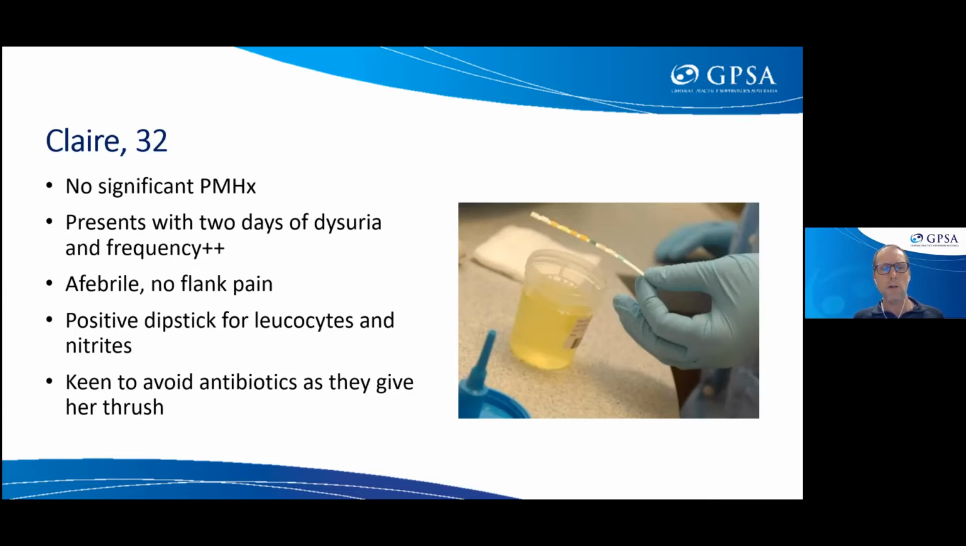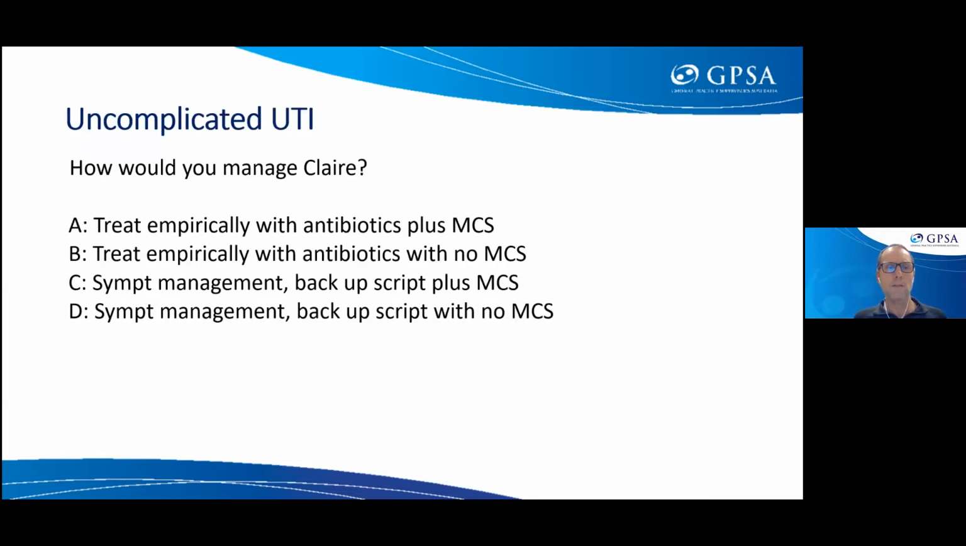So we'll launch our first poll for tonight, if that's okay. We're trying to make this interactive. So how would you manage Claire? Treating empirically plus sending off a culture; treating empirically but ignoring the fact we don't need to culture her; symptomatic management and a backup script with a culture; or a symptomatic backup script and not worrying about a culture. So the results are coming through. Oh, they're about equal there, treating empirically with antibiotics and a culture, or symptomatic management with a backup script, about neck and neck. And so what's your take on that, Josh, those poll results?